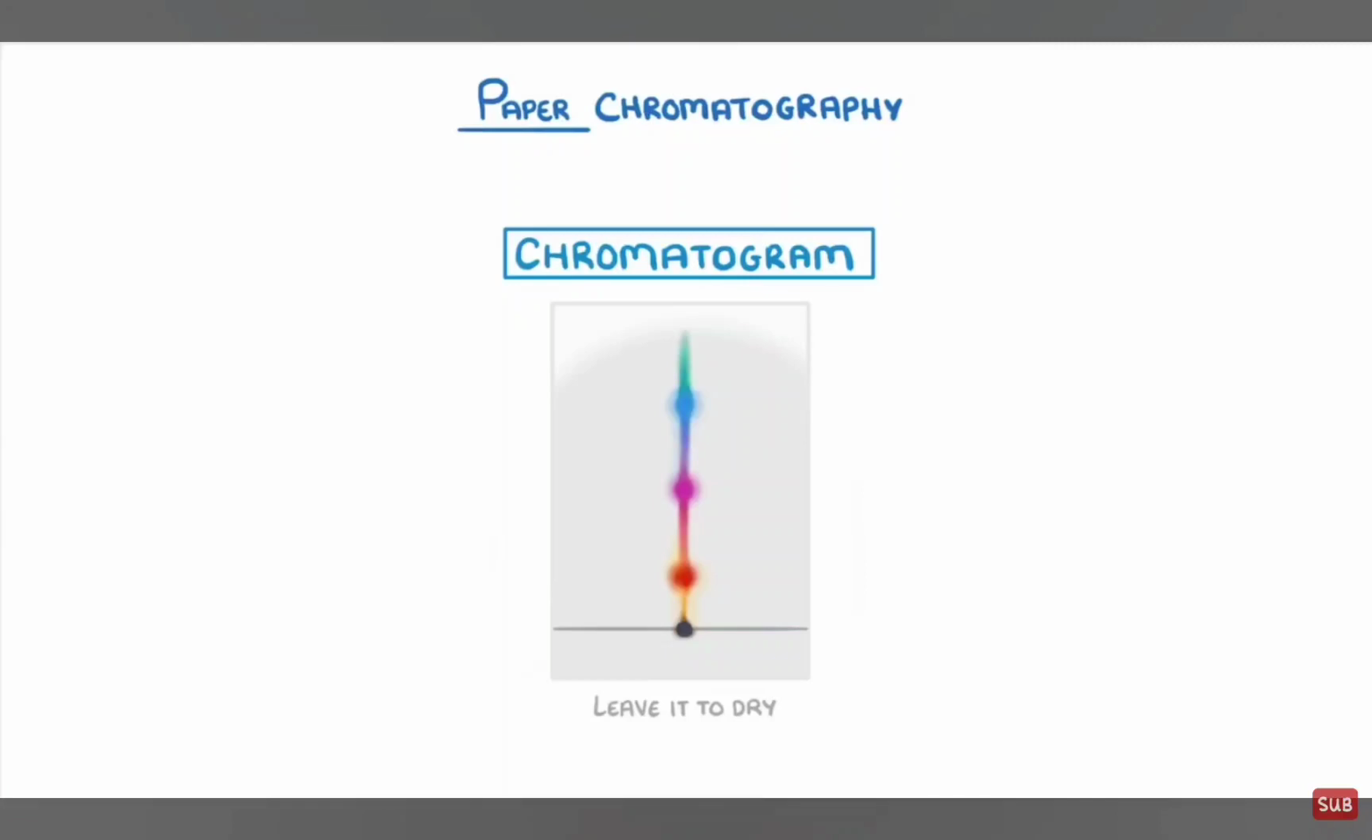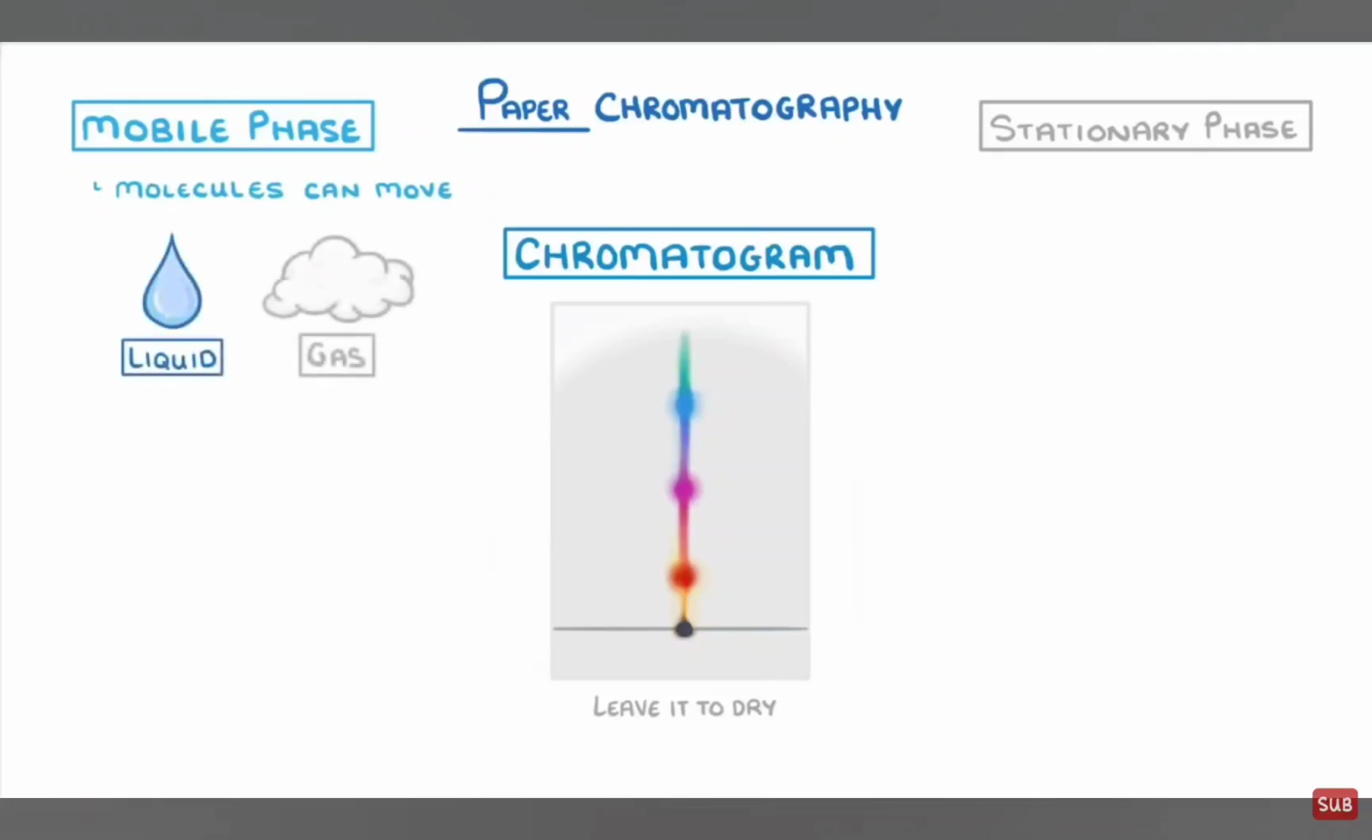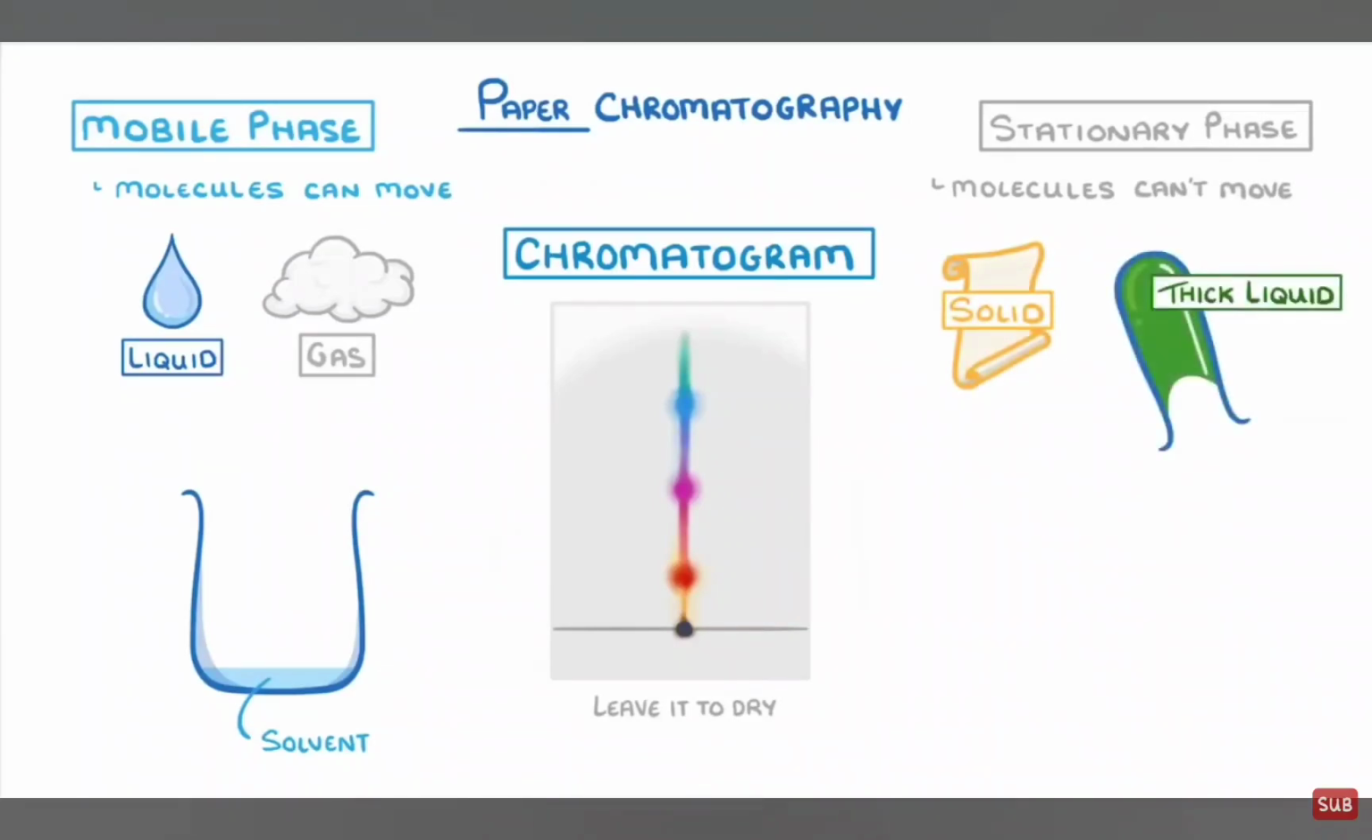Now, to explain why the different chemicals move up the filter paper at different rates, you need to use a couple of weird terms: the mobile phase and the stationary phase. What makes these things odd is you don't want to think of these phases as periods of time, but rather as types of substances. The mobile phase is a substance that the molecules can move in. It's always a liquid or a gas, and in our paper chromatography, it would be the solvent that we used. Meanwhile, the stationary phase is a substance or material that the molecules can't move in. So usually a solid, or sometimes a really thick liquid. But for us here, it would be our paper.